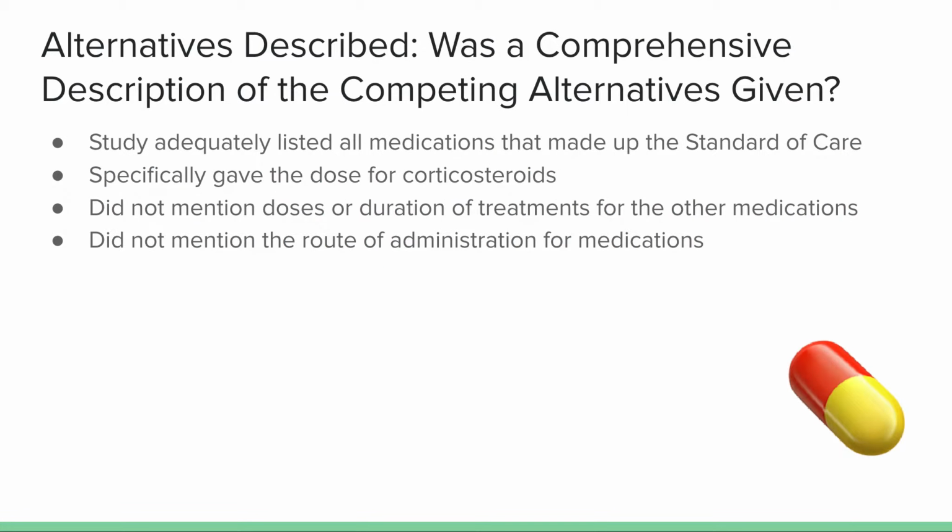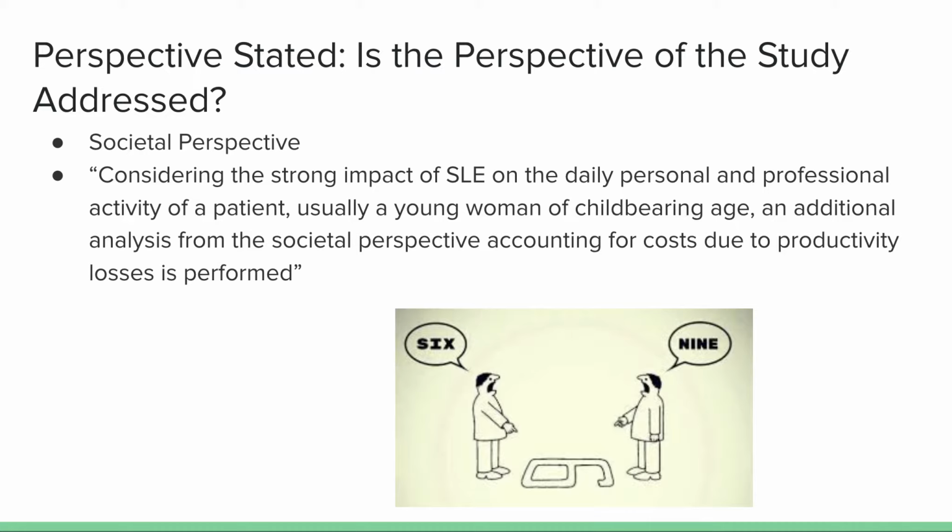So in terms of describing the alternatives, we want to know doses, the scheduling and stuff like that, and we are wondering if they actually took time to describe that. So it did list all the medications as we went over in the standard of care, and it gave the dose for the corticosteroids, but it did not mention doses or duration of treatments for the other medications. It also did not mention the route of administration for those medications, which is something that we would want to know. Next, we're looking at the perspective.